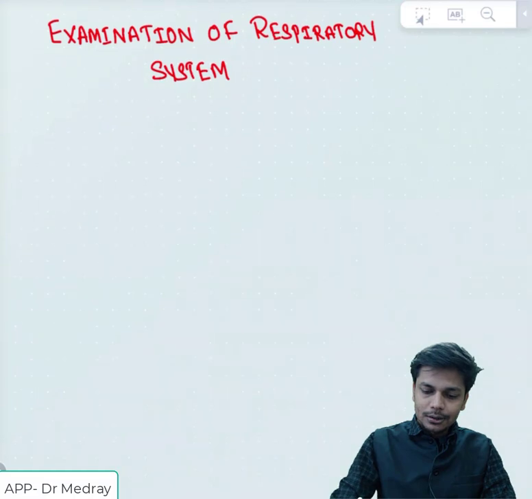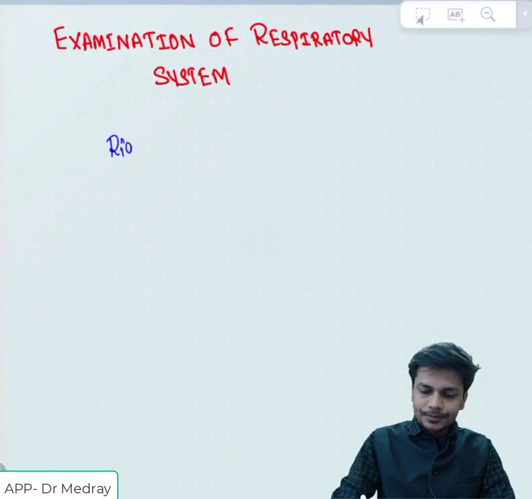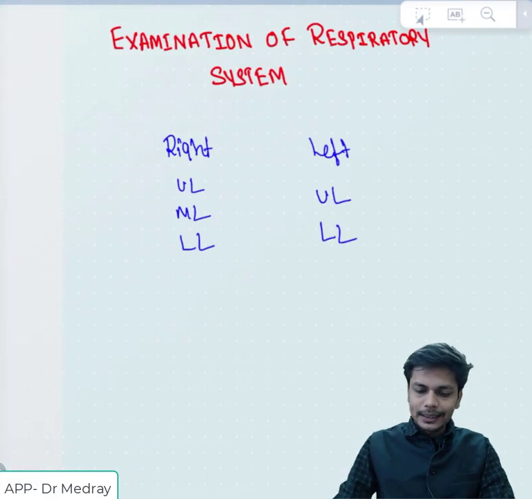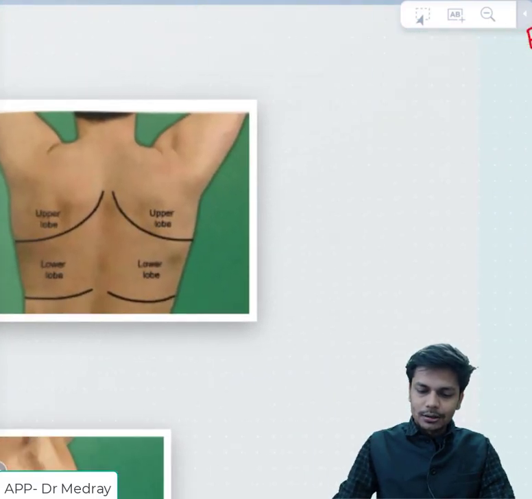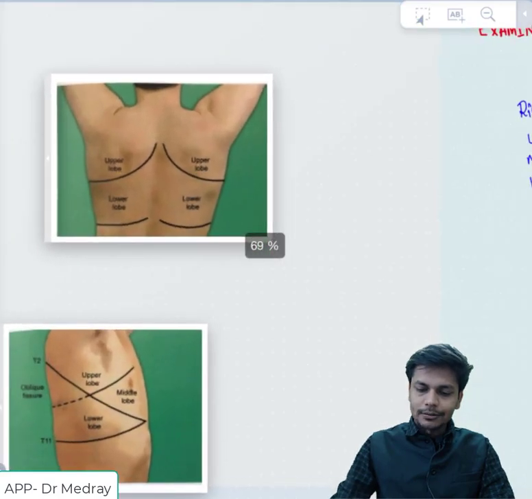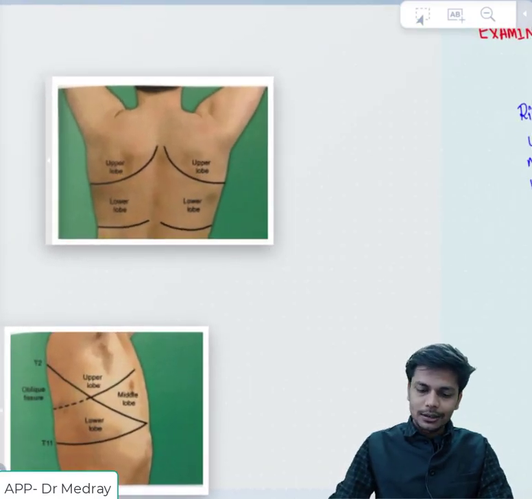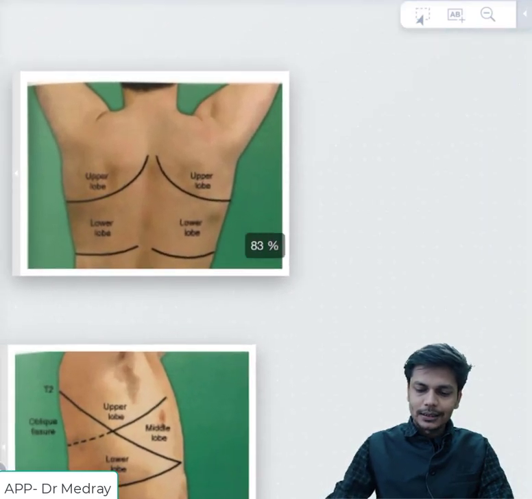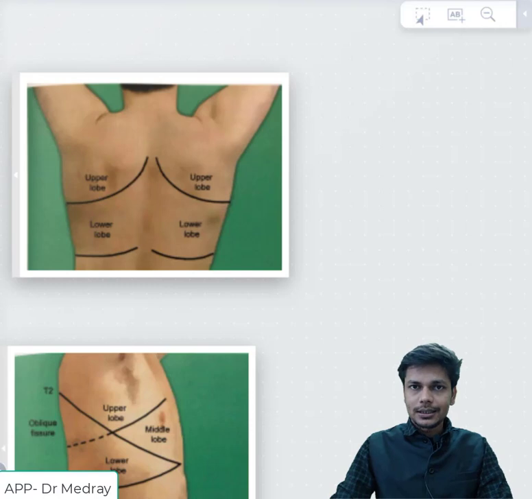So let us see. The right lung has an upper lobe, middle lobe and lower lobe, and the left lung consists of just an upper lobe and lower lobe. So let us see the examining anatomy of the lung, and then we will go into the examination of the respiratory system. So how do we start demarcating the different fissures of the lung?